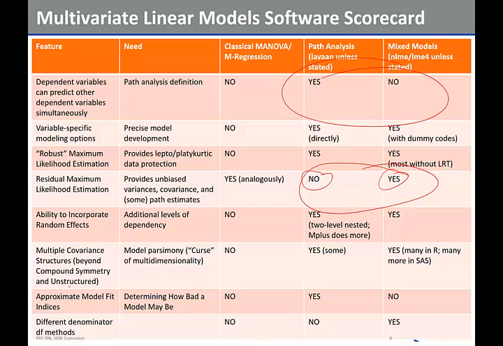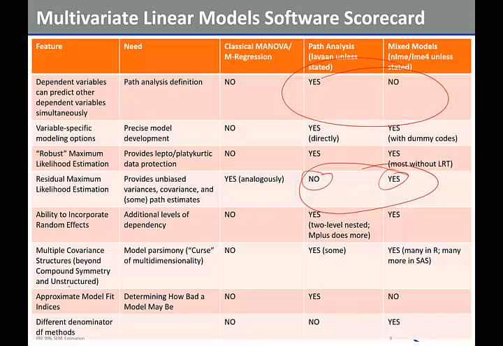Again, we have approximate model fit indices. We talk about when you do fit a limited covariance structure, how bad it is, how far away from perfect it should be. No for classical, yes for path analysis. In fact, there's a whole cottage industry of fit in path analysis. And then no for mixed models, believe it or not.